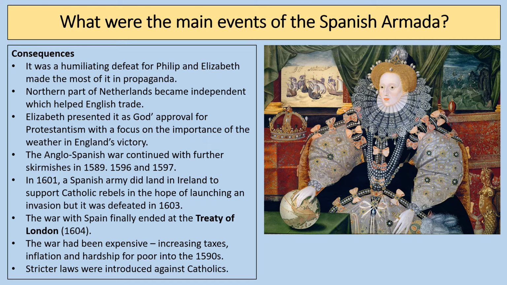There were further skirmishes in 1589, 1596, 1597. In 1601, a Spanish army landed in Ireland to support the Catholic rebels, and the war with Spain was only ended at the Treaty of London in 1604.